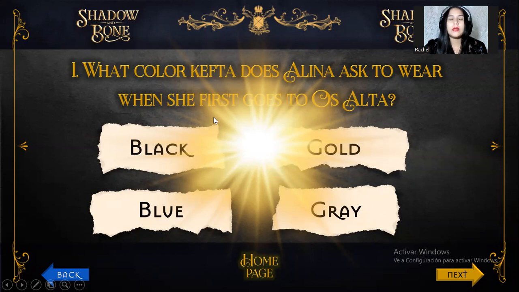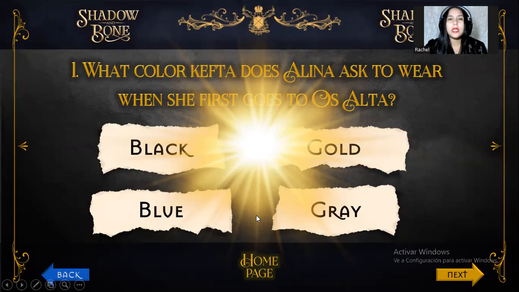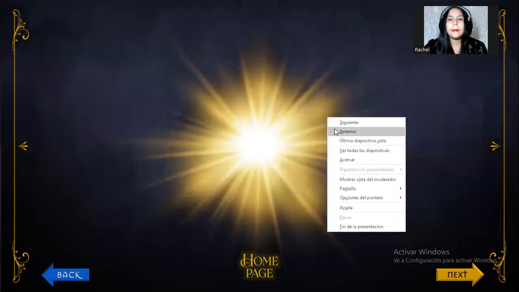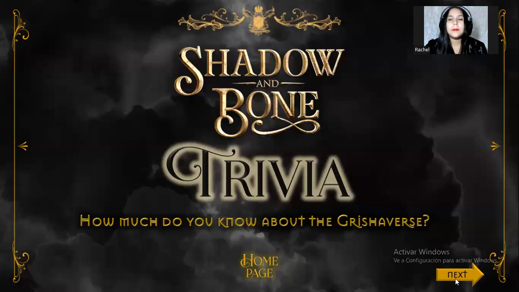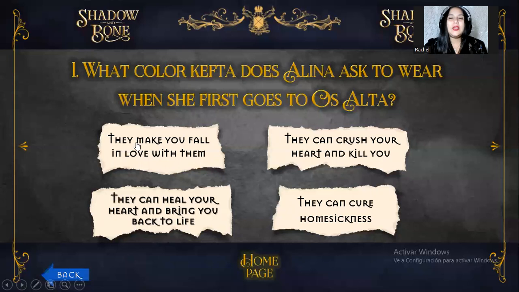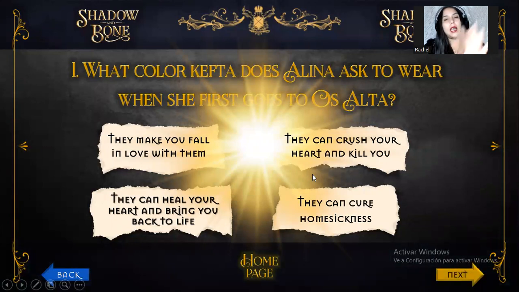Something here is wrong with the software. I don't know why. When they choose one of the answers, if the answer is wrong, a shadow comes in the background. And when the answer is right, a light comes in the middle of the slide. So this is part of the trivia.